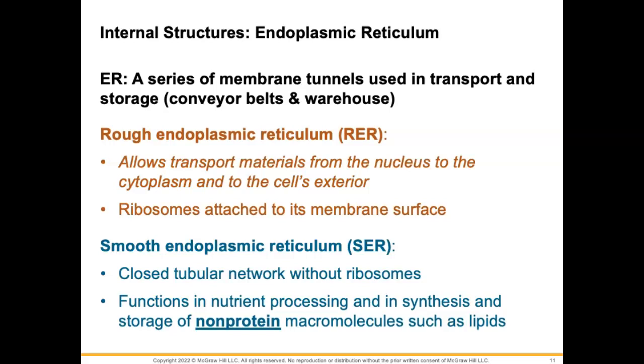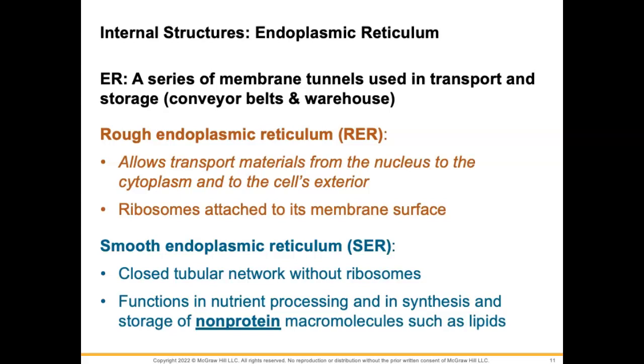Let me start over. So one of the internal structures is the endoplasmic reticulum, and I'm abbreviating that as ER, okay? And that is a series of tunnels used to transport and store certain things that are made in the cell. So we're talking about rough ER. That allows transport of materials from the nucleus to the cytoplasm and all the way out to the exterior of the cell. And there are, as we already know from A&P 1, ribosomes that are attached to its surface.